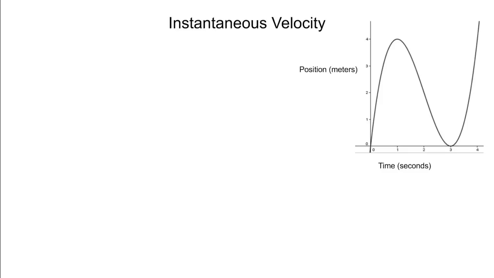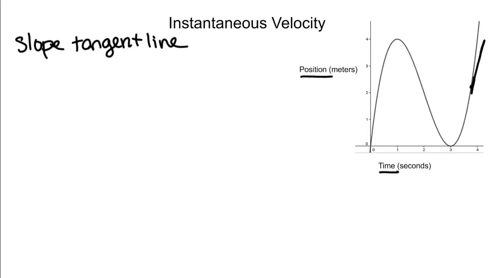Next, let's review instantaneous velocity. So remember that instantaneous velocity is the slope of the tangent line to, again, a position time graph. A tangent line touches our curve at just one point. So that's a tangent line at maybe 3.8. Tangent line at 1 here, maybe look like that. So our instantaneous velocity is our slope of the tangent line.